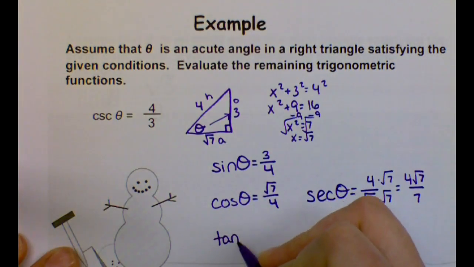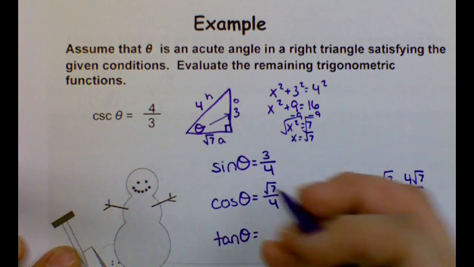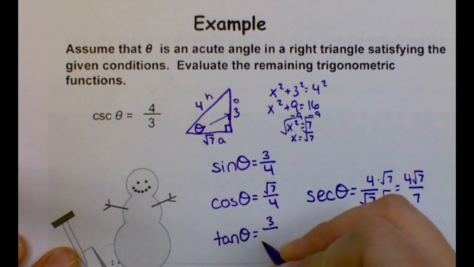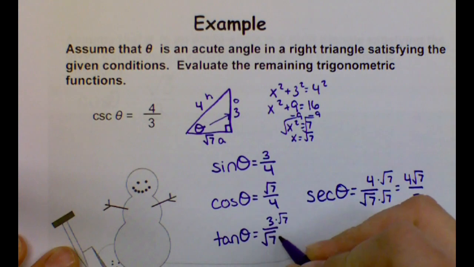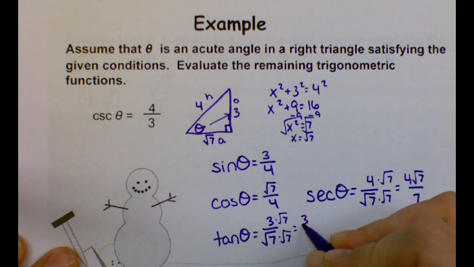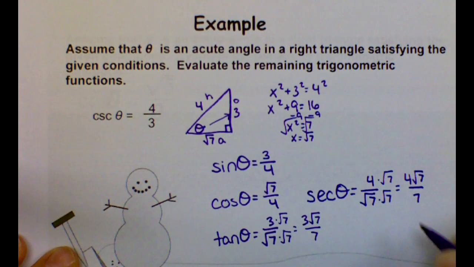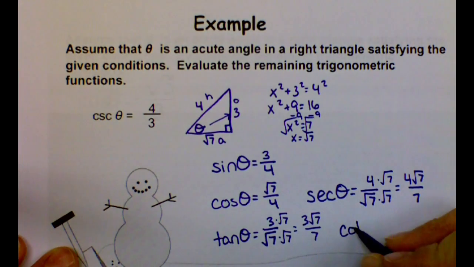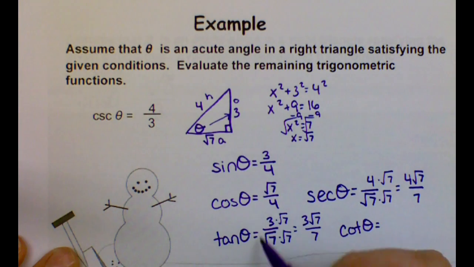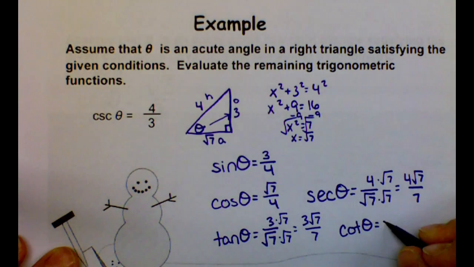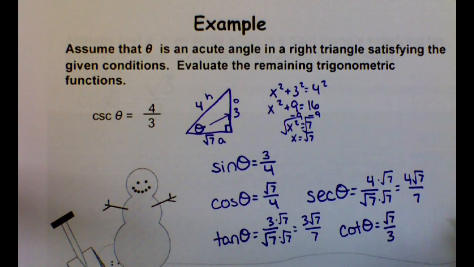And then the tangent of theta. The tangent is opposite over adjacent, so I get 3 over the square root of 7. Rationalize my denominator. We have 3 square root 7 over 7. And tangent lines up with cotangent. We take the reciprocal before we rationalize the denominator. So it's the square root of 7 over 3.